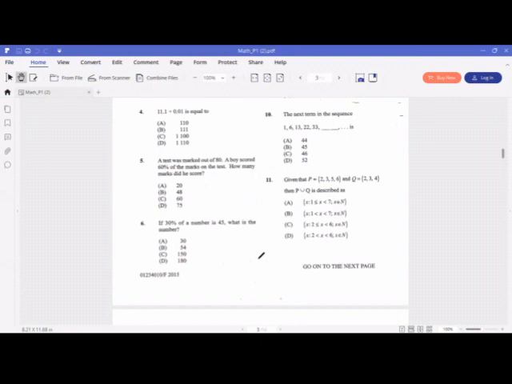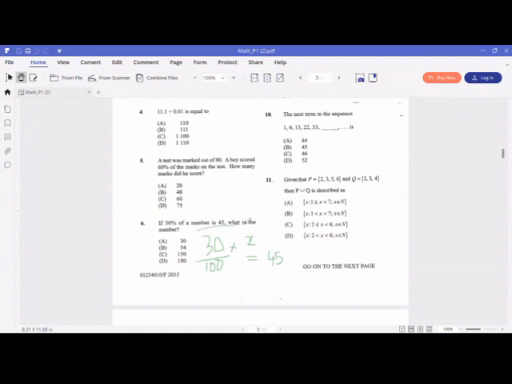Now 6 is a similar question. If 30% of a number is 45, what is that number? Same working, so it's 30%. So 30 out of 100 of a number, you can call it x, should give me a result of 45.